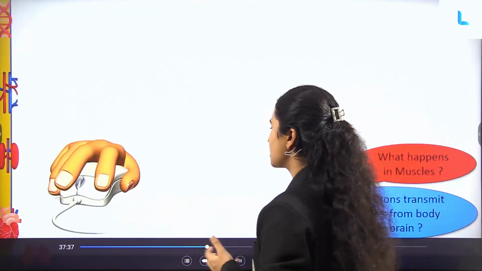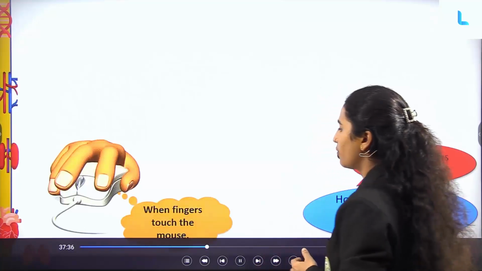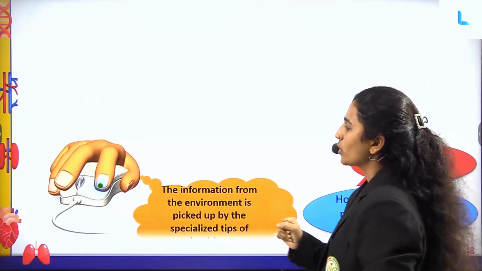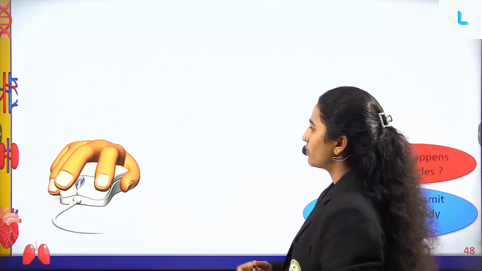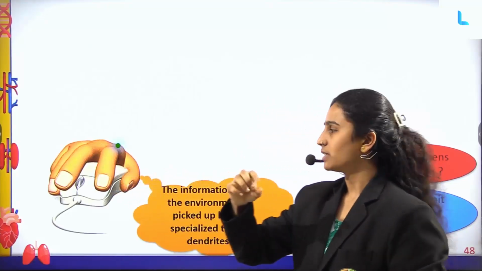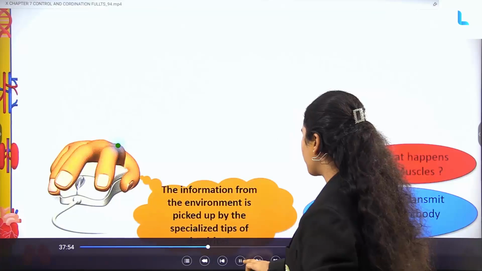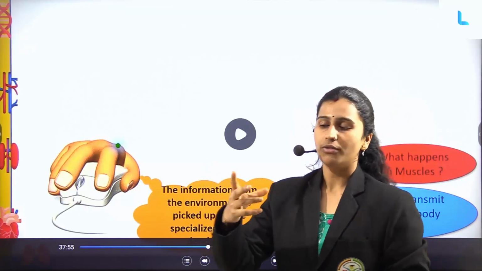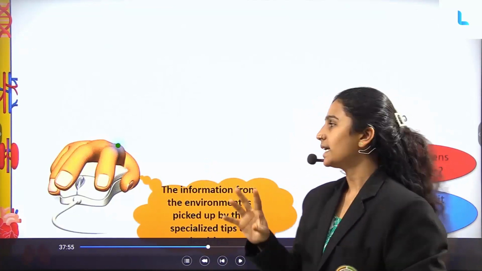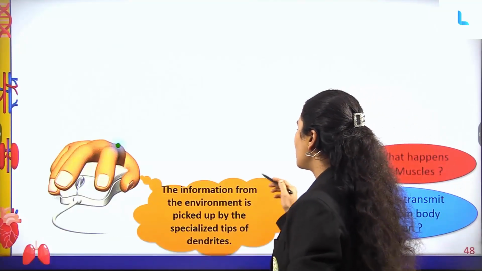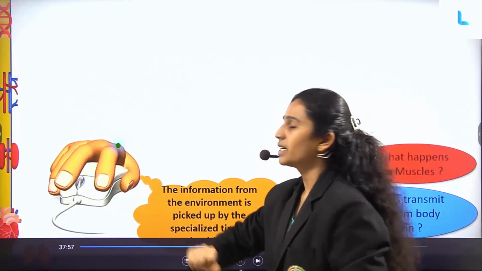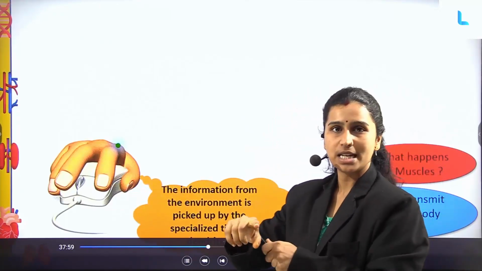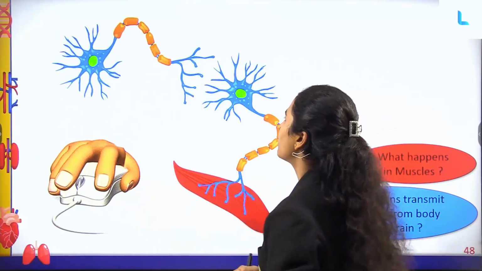So we see this cursor. When fingers touch the mouse, we know how to operate a mouse, isn't it? So how are we going to operate it? The information from the environment is picked up by the specialized tips of dendrites. With the fingertips, we have the dendrites in our fingertips, and the information of touching the mouse will be taken by the fingertips. So the dendrites are going to take the message from the tip of our finger to the brain.